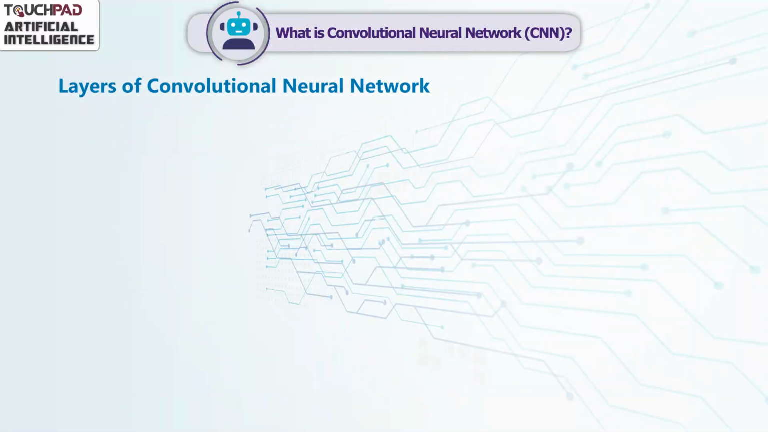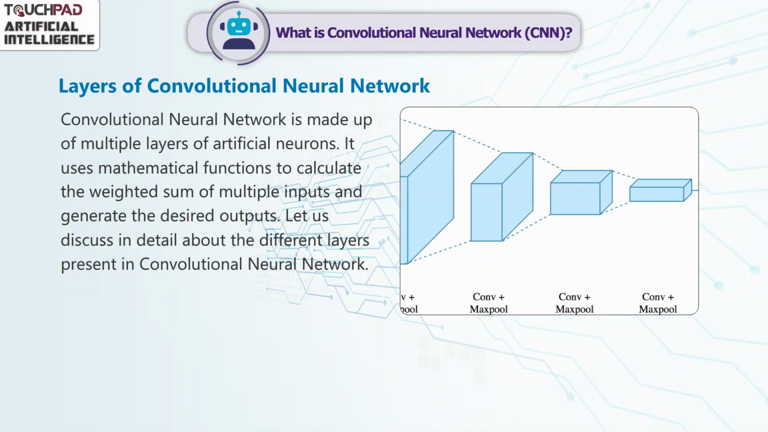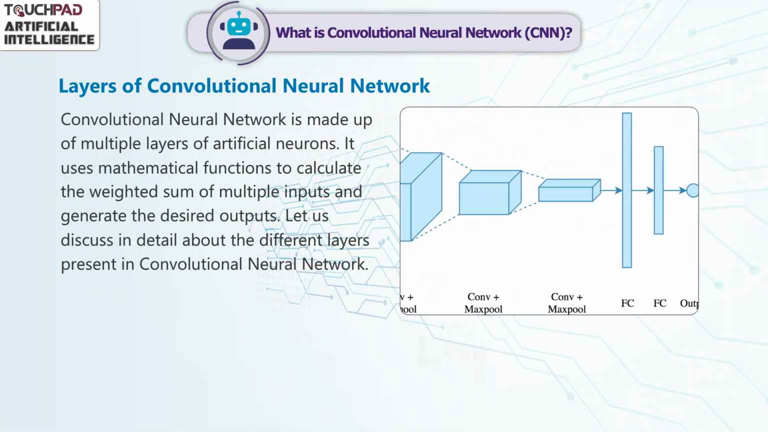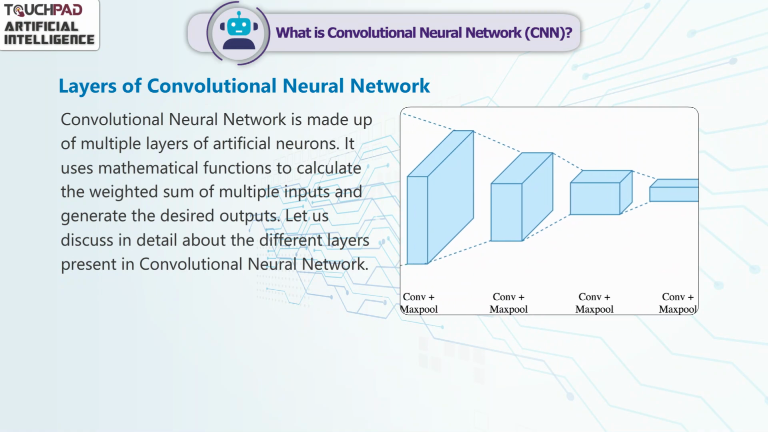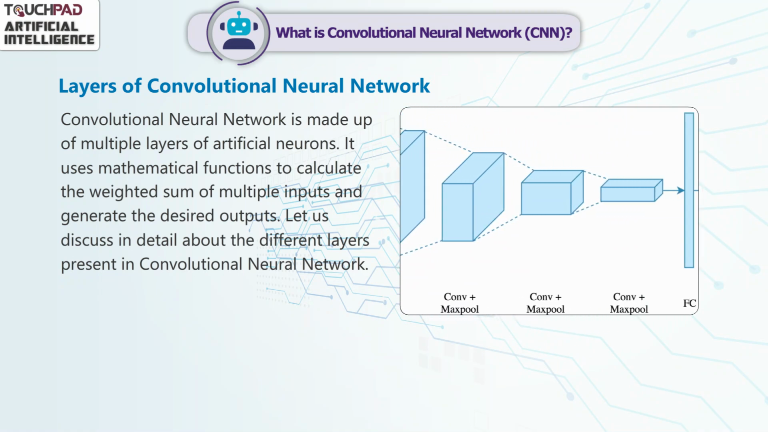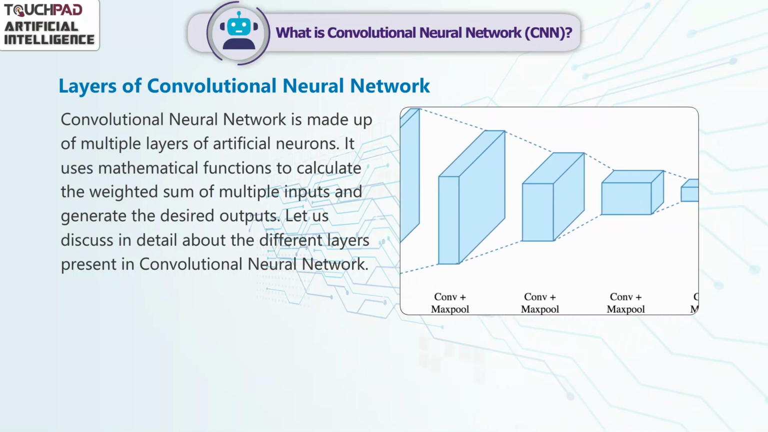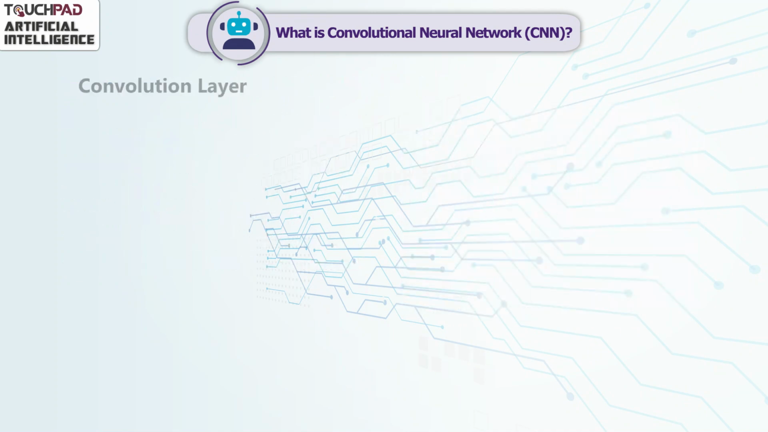Layers of a convolutional neural network. A convolutional neural network is made up of multiple layers of artificial neurons. It uses mathematical functions to calculate the weighted sum of multiple inputs and generate the desired outputs. Let us discuss in detail the different layers present in a convolutional neural network.